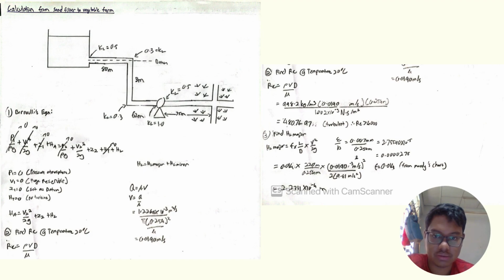So before finding the Reynolds number, we can find the velocity. We use Q equals AV, and we obtain velocity equals 0.0190 meter per second. The next step is to find the Reynolds number at temperature 20 degrees, where Reynolds number is equal to density times velocity times diameter over dynamic viscosity. The value we get is turbulent because it is greater than 4,000. So now we can find HL major, as we have found our type of flow, where we use the discharge, and F is equal to 0.014, and then we obtain the HL major value.